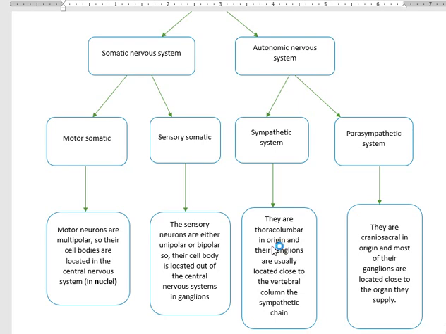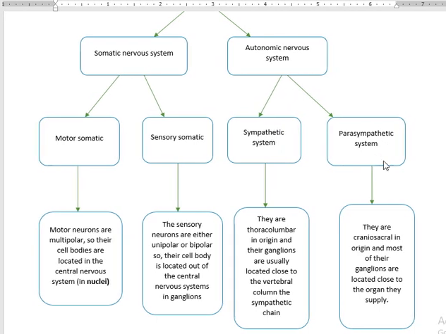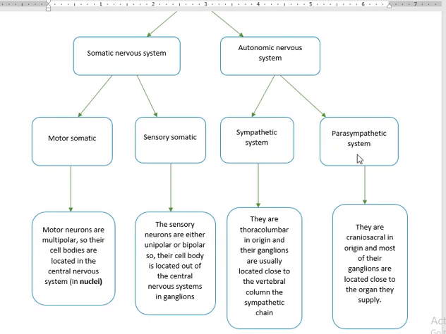The next thing is the origin of the sympathetic and the parasympathetic system. The origin of the sympathetic is thoracolumbar. So any part of the spinal cord which is thoracic and lumbar is going to give divisions for the sympathetic system. For the parasympathetic system, the origin is craniosacral, and their ganglia are located close to the organ they supply.